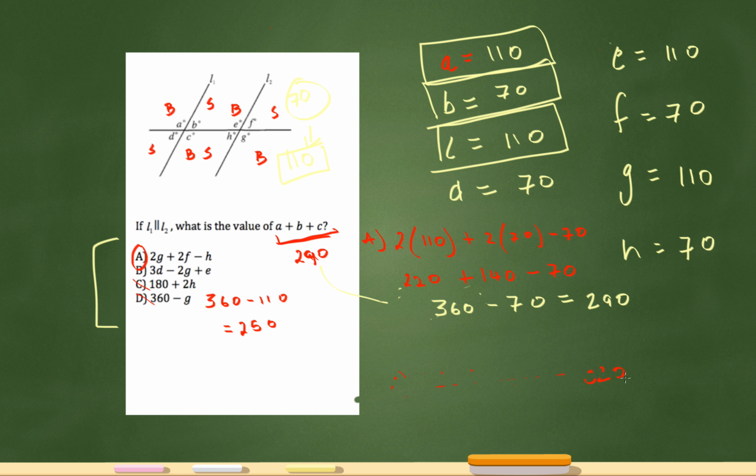So I'm going to erase this spot that I used for C. And let's do out B over here. So B is saying 3 times D, which is 70, minus 2 times G, which is 2 times 110, plus E, which is 110. So 3 times 70 is 210 minus 220 plus 110. 210 minus 220 is negative 10, and negative 10 plus 110 is 100. So B doesn't work. My answer here is A.